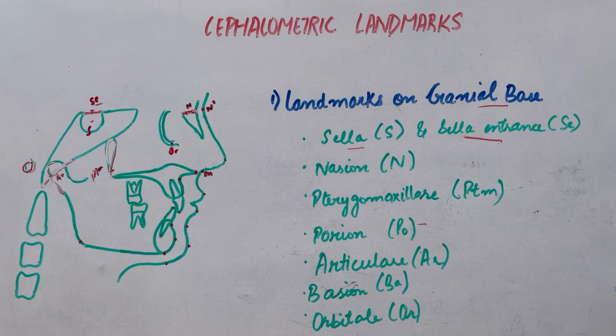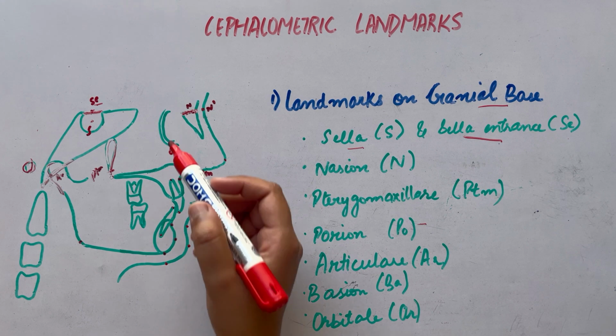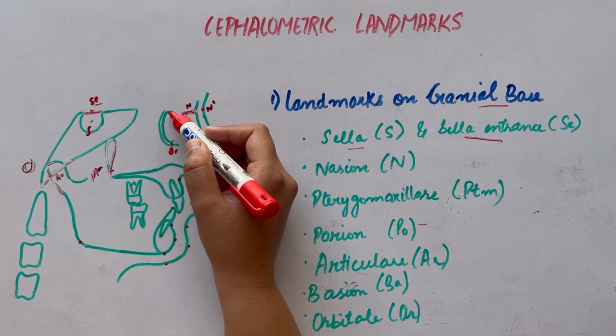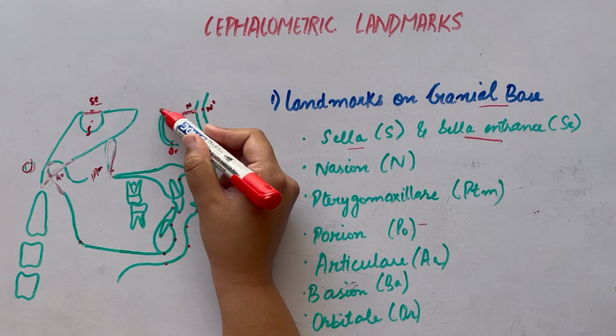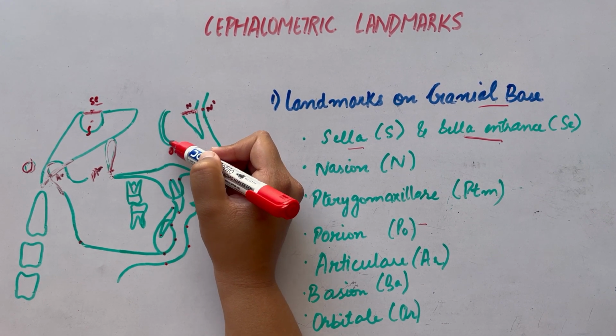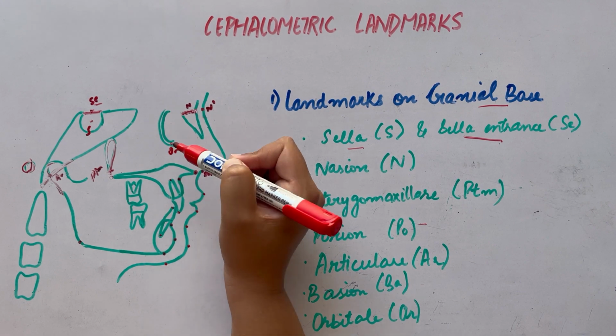Next is orbital. Orbital is defined as the most inferior point of each orbital rim. So when we trace on the ceph, there are two orbital points, the right one and the left one. So at the midpoint of these two orbital points of the right and left, we'll get the average one. And the most inferior point on that orbital is the orbital point.